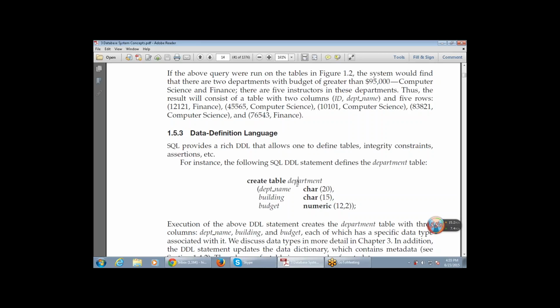Then next is building, that is also a field, that is also a column heading, that is also of the string type, that is char 15. Then budget, that is a numeric, that is a number that takes the value as 12 and 2.